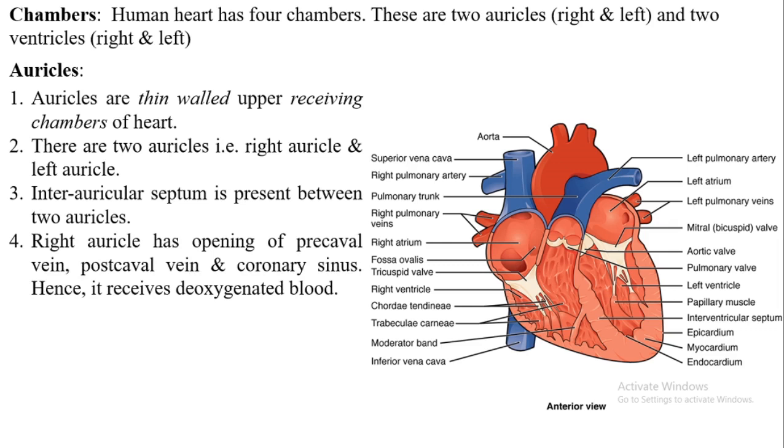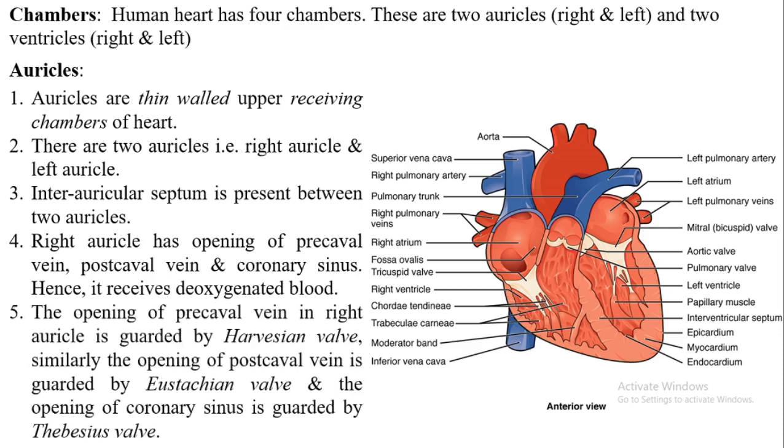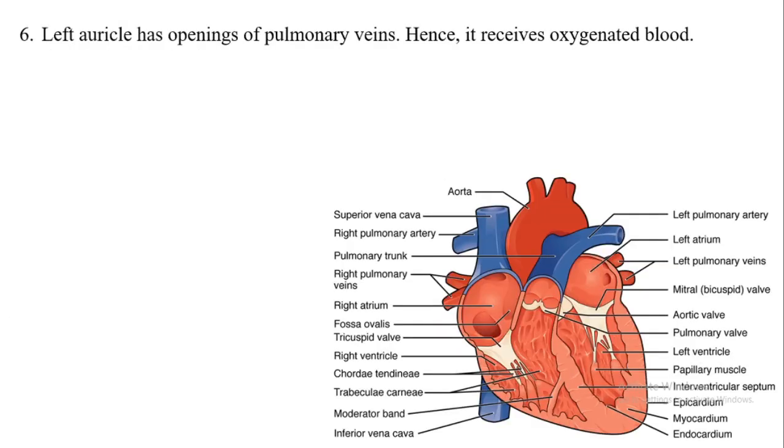Right auricle has opening of precaval vein, postcaval vein and coronary sinus. All these are the veins which collect deoxygenated blood from various parts of the body. Hence the right auricle receives deoxygenated blood. The opening of precaval vein in right auricle is guarded by Thebesian valve. Similarly, the opening of postcaval vein is guarded by Eustachian valve and the opening of coronary sinus is guarded by Thebesian valve in most of the animals.